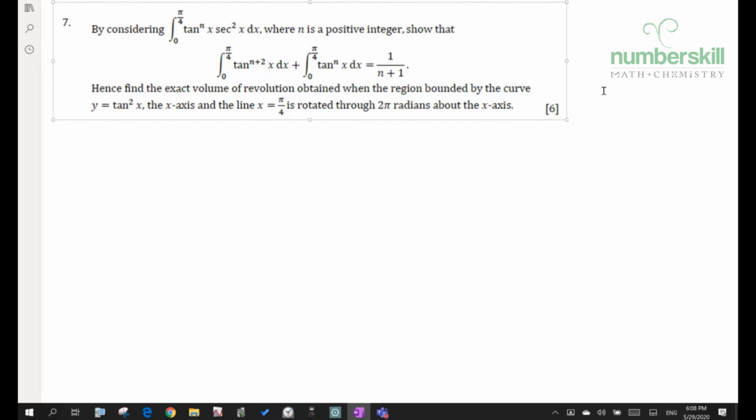So let me guide you through quickly, right? They say that by considering this, what the heck do they mean by considering? Did you know what this means? It is a hint. When they say by considering, that is a hint. They're telling you, hey, guys, look at this. This is going to help you sort out this. And they go like, oh, I don't know why, I don't know how. So do you even know how to integrate this?